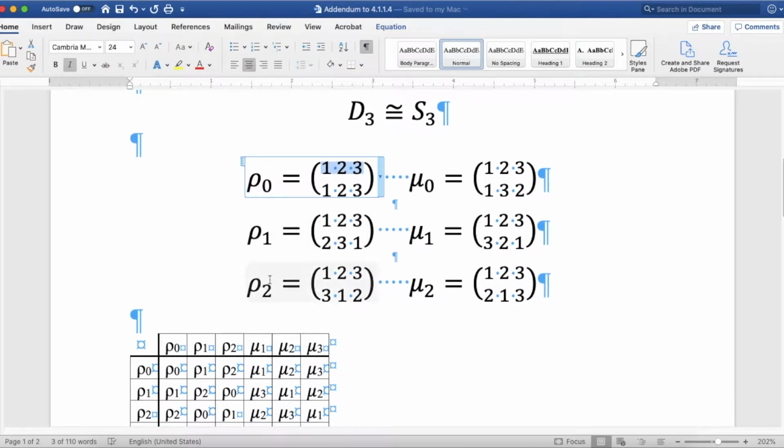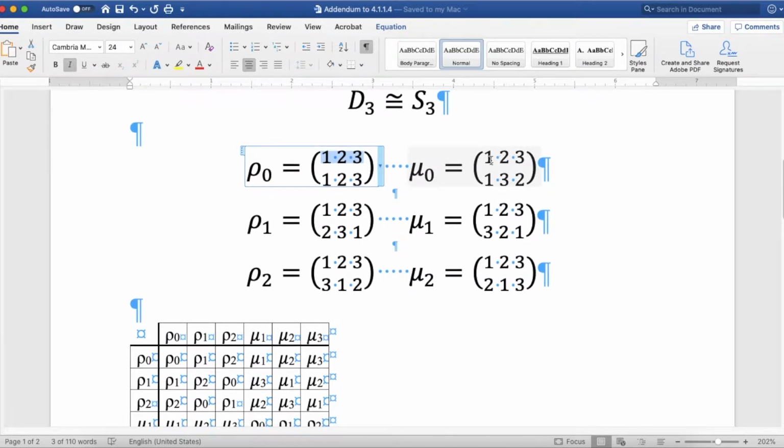I said P, but it's rho. Rho 2, then you move it twice. So 1 becomes 3, 2 becomes 1, 3 becomes 2. And if you think about it, this is exactly what we did with the triangle, right? This is a rotation of 120 degrees. 1 became 2, 2 became 3, 3 became 1, and rho 2 then is the same as rotating 240 degrees. So 1 becomes 3, 2 becomes back to 1, and then 3 becomes 2. So these are just like the rotations in the dihedral group.